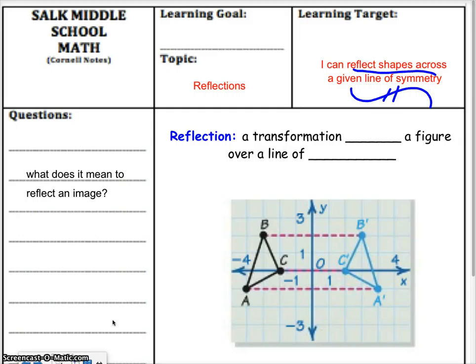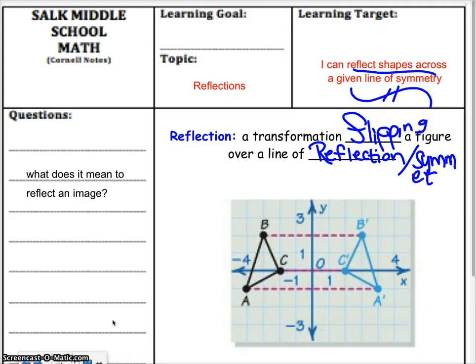So reflection is a transformation. It's flipping a figure over a line of reflection, or symmetry. You don't want to define the vocab word with the vocab word, so I'm going to say symmetry. So a transformation is flipping. Think about yourself if you're wearing something that has words on it and you look in the mirror, it's all flipped around. That reflection is flipped. Same for me.